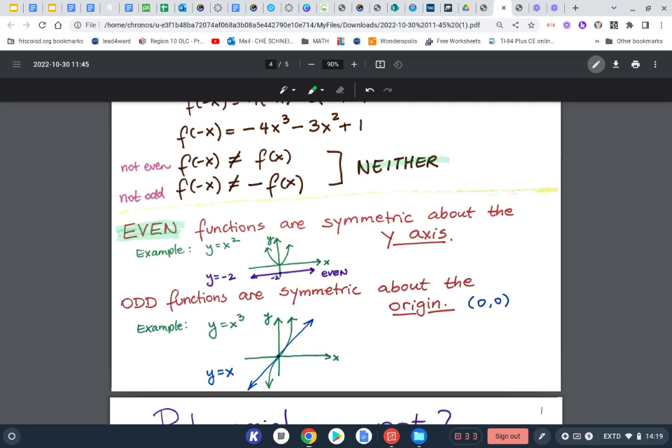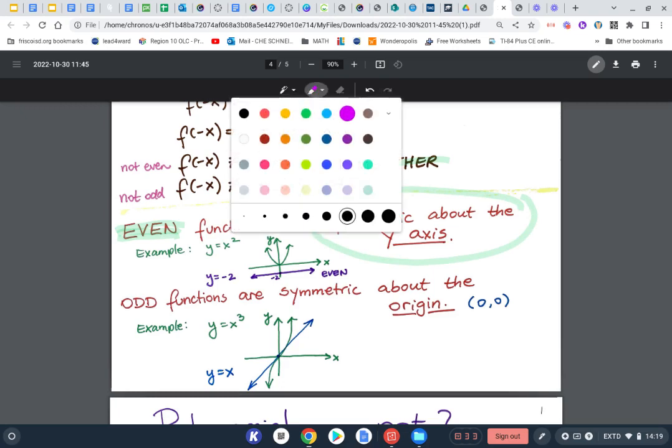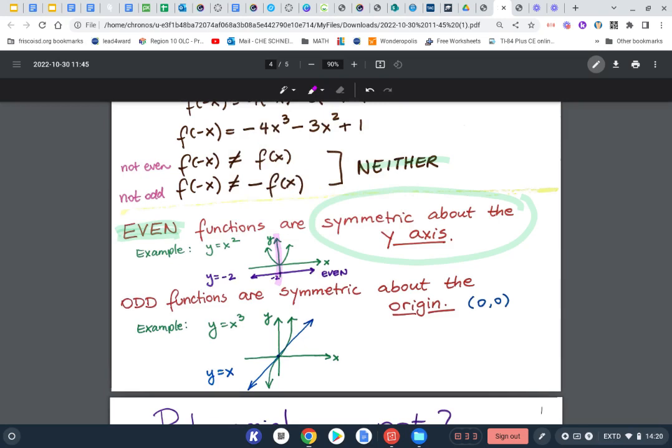Now, more importantly, you also want to see what actually happens when it comes to the symmetric behavior of the function. Even functions are symmetric about the y-axis. And what does it mean? Well, this is your y-axis. You can fold your parabola across the y-axis like that, and it will reflect on top of itself by using your mirror line being the y-axis.